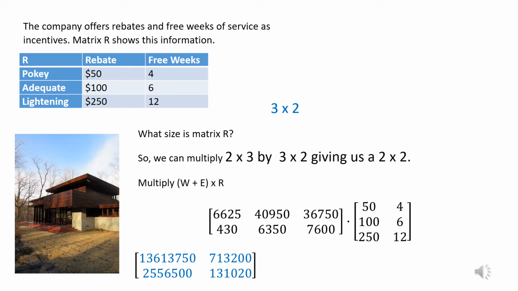Now, when I dot the second row with the first column, I get $2,556,500 given to businesses as rebates. And if I dot the second row with the second column, I get 131,020 weeks given away to businesses free.